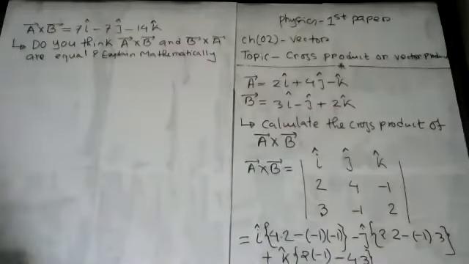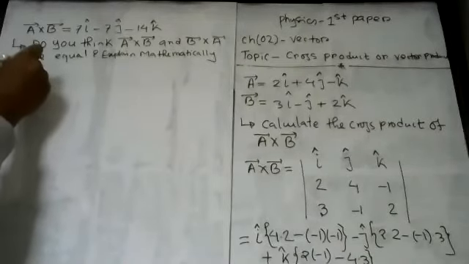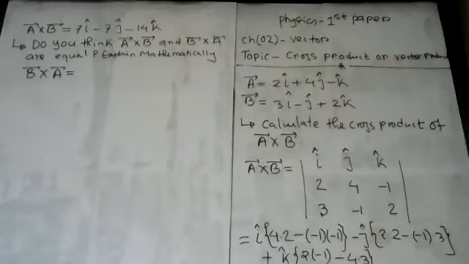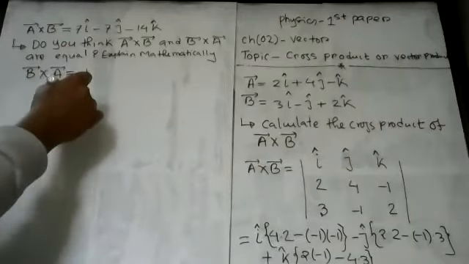My student, explain mathematically. You already found the value of A cross B. Now, to show this, you are going to find out the value of B cross A. Let's see what the value of B cross A is, my student. So vector B cross vector A will equal to what?